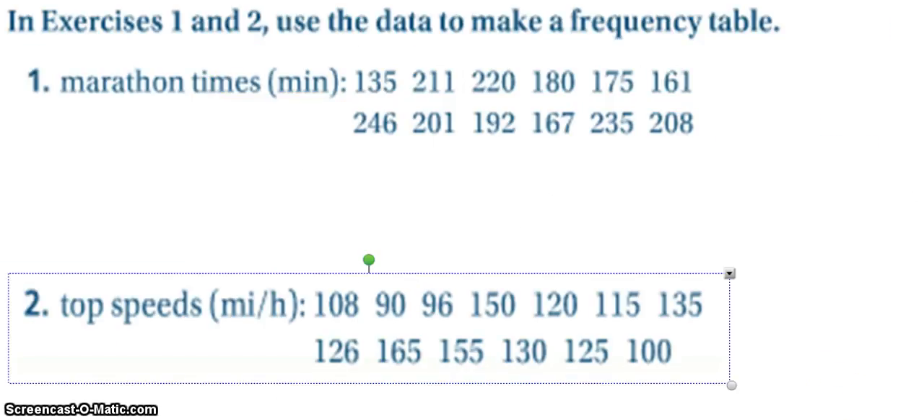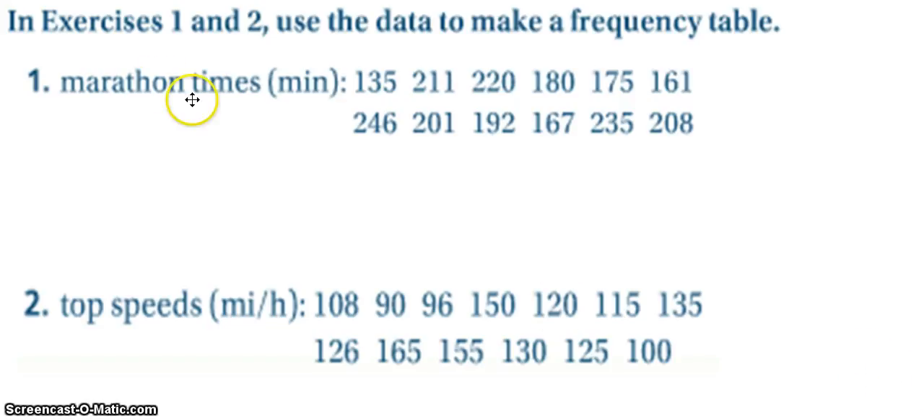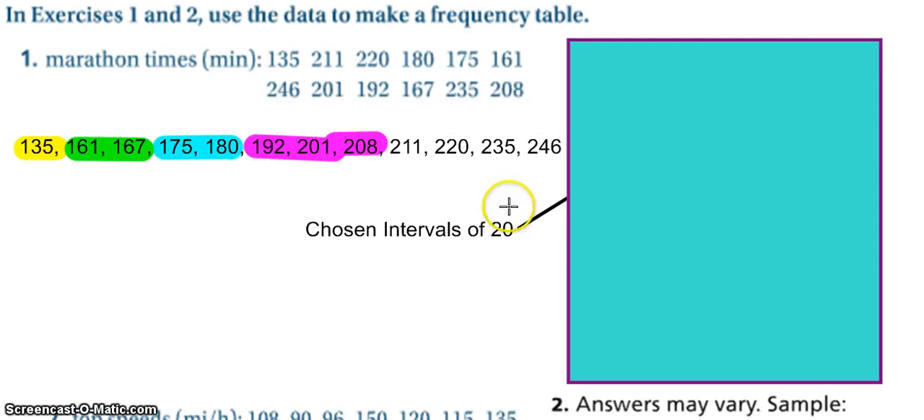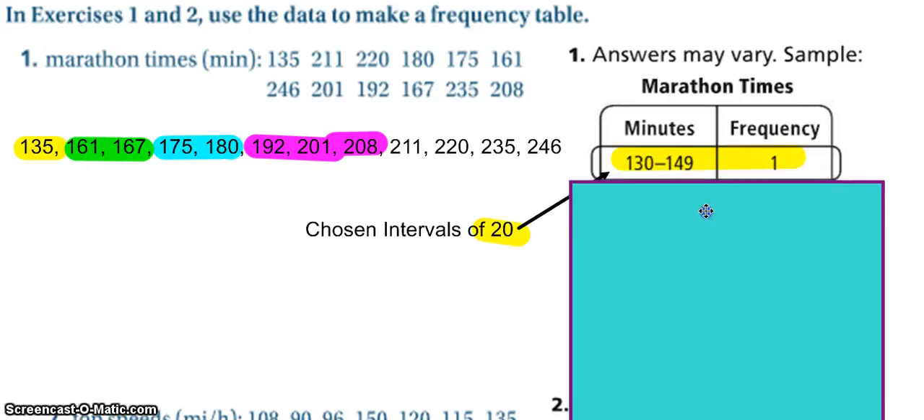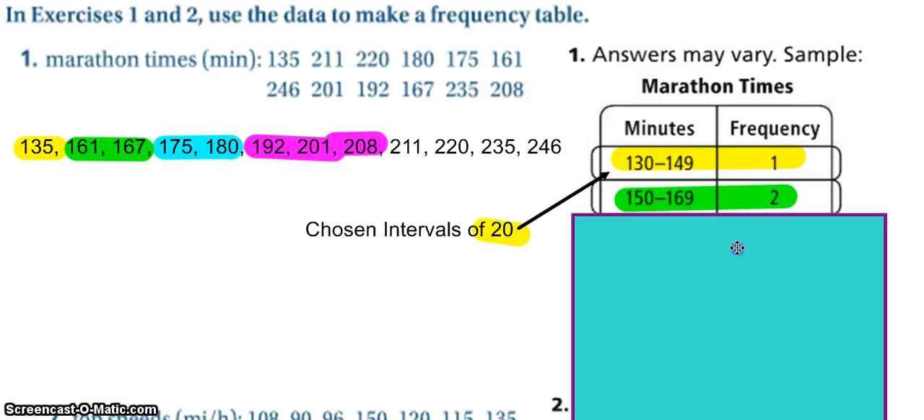Make frequency tables for the data here with our marathon times and our top speed miles per hour. Alright, so the first thing we do for number 1 is we list all of our data out in order from least to greatest, and then we choose an interval. Here I have decided to choose an interval of 20, so I choose to start at 130 since I have a value of 135. I don't want to start right at that value because I like to start at intervals of 10 normally. So I go 130 to 149. Now I'm not going to include 150 because it's going to fall into my next category.